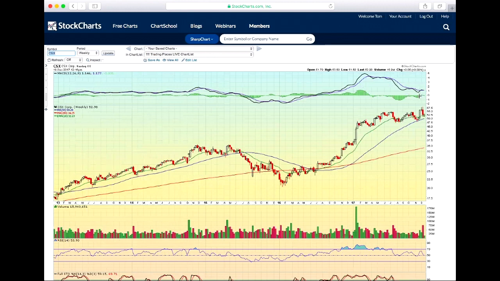Also got the weekly MACD down close to the center line. I think as long as CSX holds price support around 47.50, I'm fine with it from a longer term perspective. So I expect over time we'll start to see that daily chart begin to pick up.